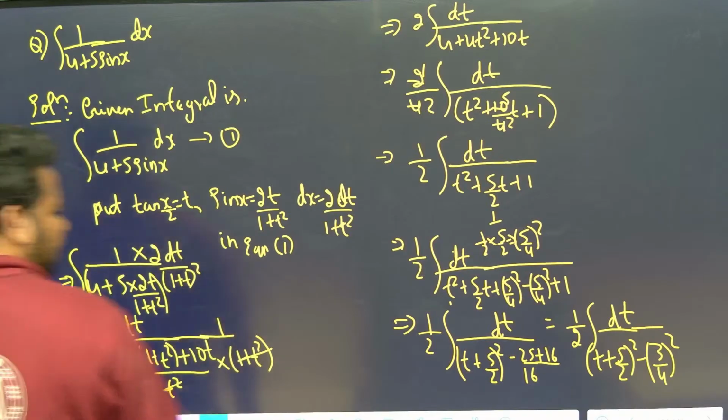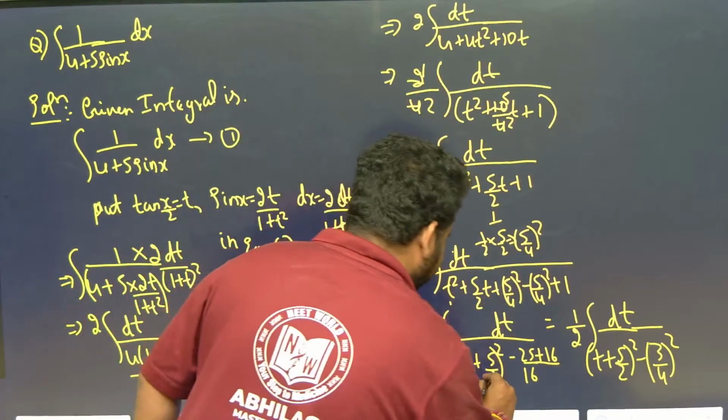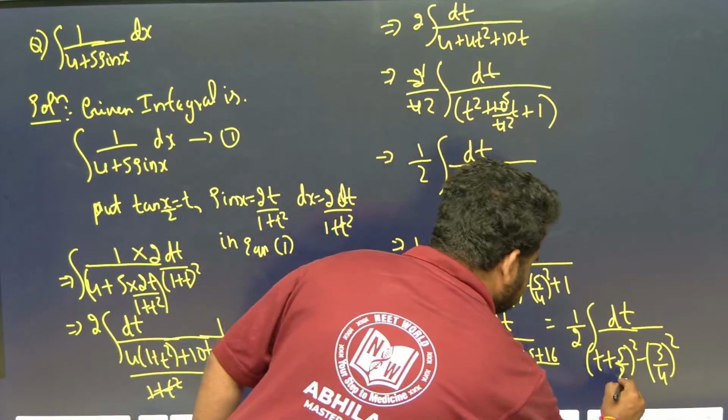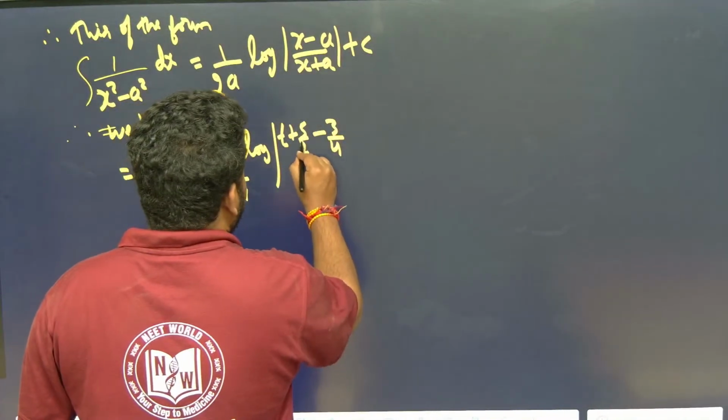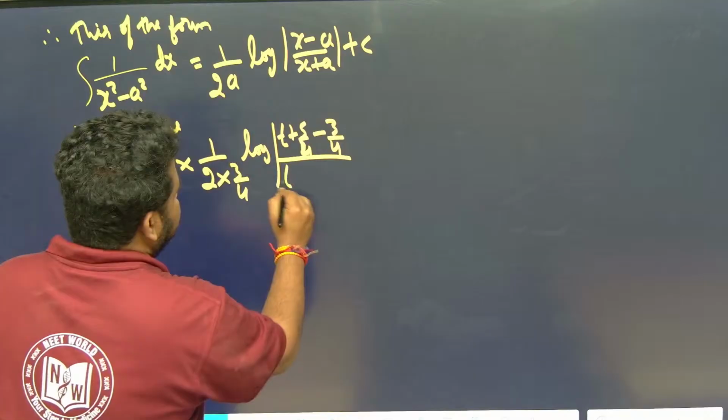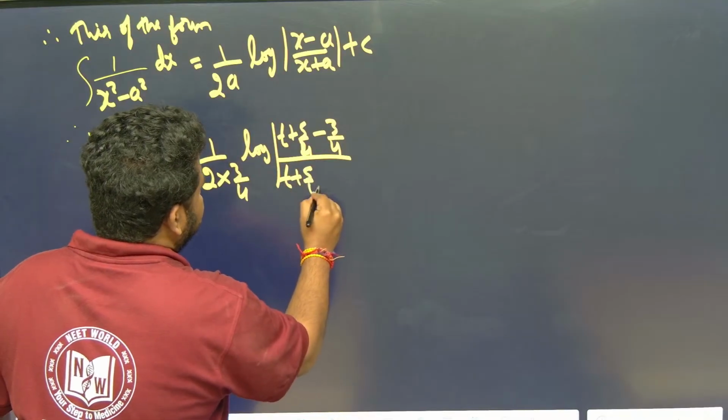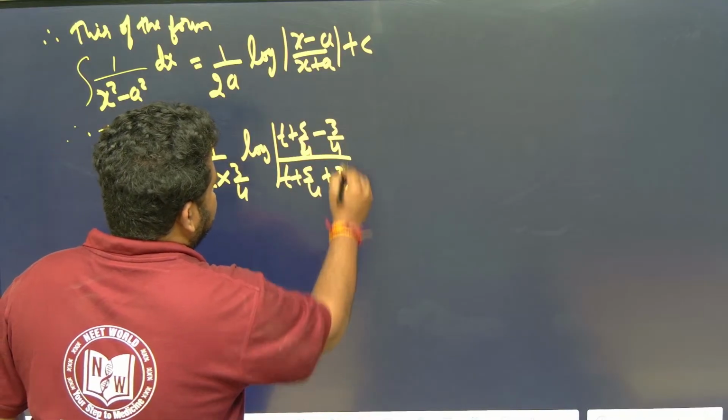This is not 5 by 2. Actually, it should be 5 by 4, so t plus 5 by 4. Make a change here. So it is log of (t plus 5 by 4 minus 3 by 4) by (t plus 5 by 4 plus 3 by 4), plus c.